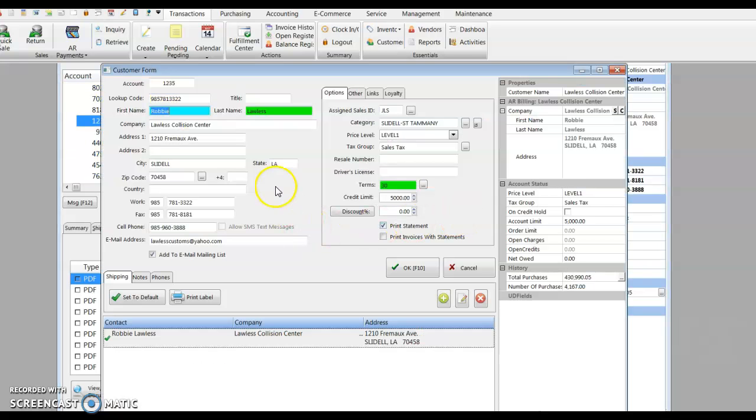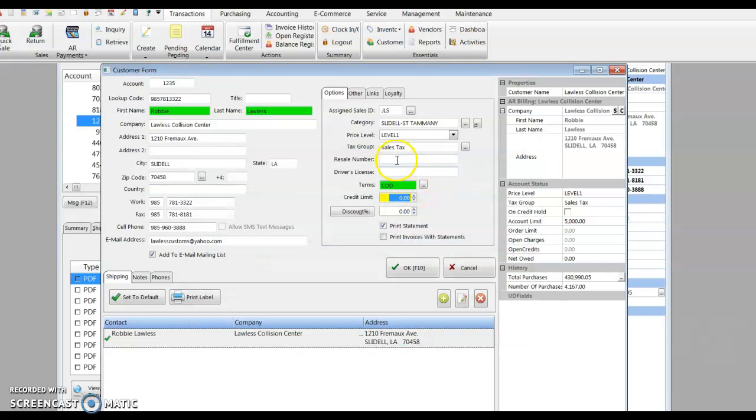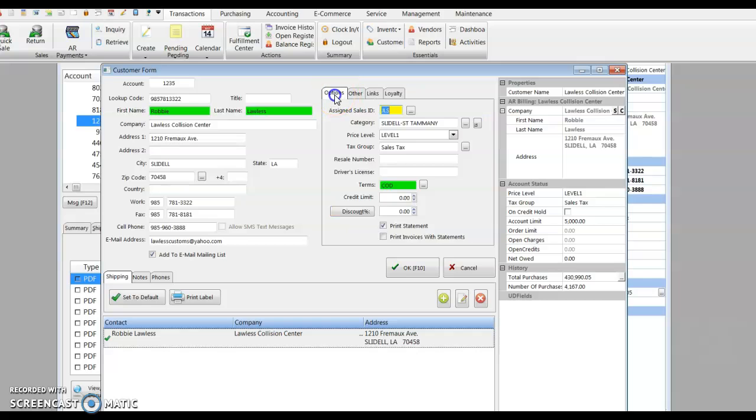And then so here, this is the details. Of course, all the address, email, phone numbers, email mailing list. This is where you change the credit limit right here. And the terms. Alright, we got different price levels. Showed you that in the other one. And this is require PO, that's the other one. So the guy requires a PO. I don't use those two at all.